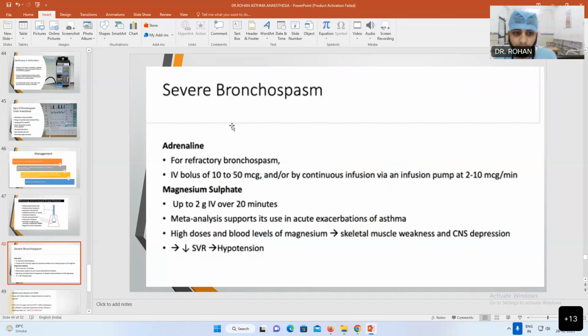If there is a severe bronchospasm, magnesium sulfate 2 gram IV over 20 minutes can be tried, and if it is still persistent, an adrenaline IV bolus of 10 to 50 micrograms can also be tried.